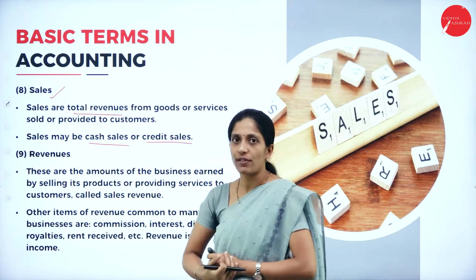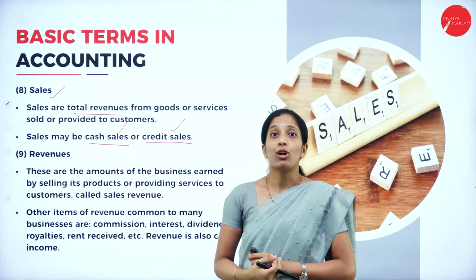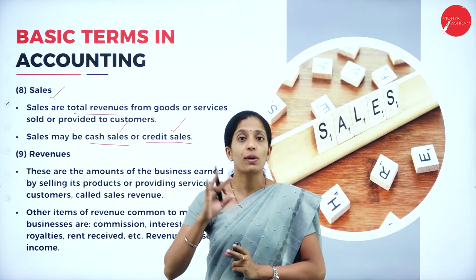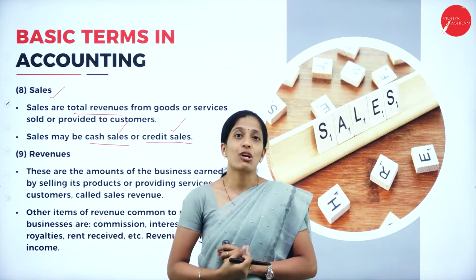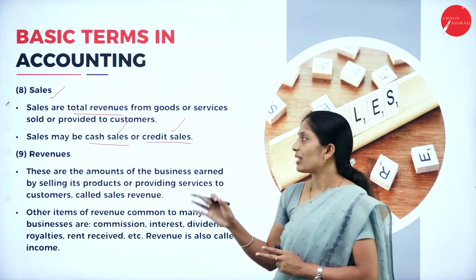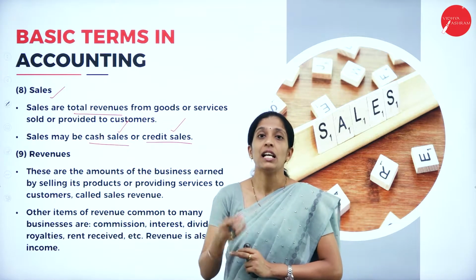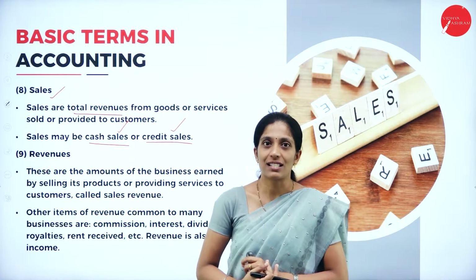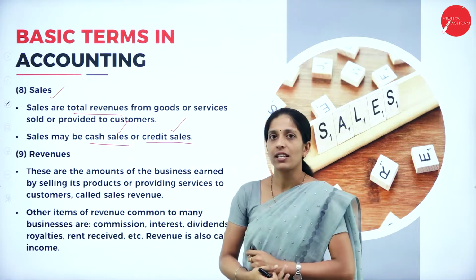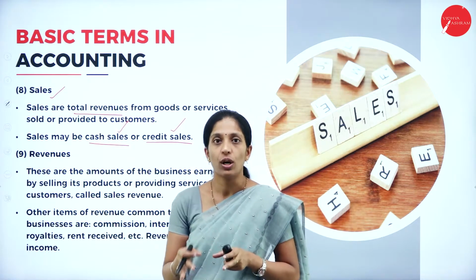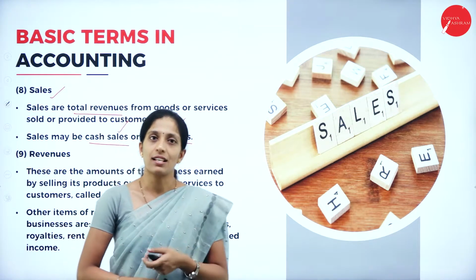Here also, in the case of sales, sales can be cash sales or credit sales. What do I mean by cash sales? Here the goods are sold and the cash is received immediately. That is known as cash sales. Whereas in a credit sale, the goods are sold but the payment is not received immediately. In the future, we are going to receive the payment. So they are termed as credit sales. Hope you are clear with sales. Sales is nothing but the total revenue earned from the sale of goods and services to the customer.